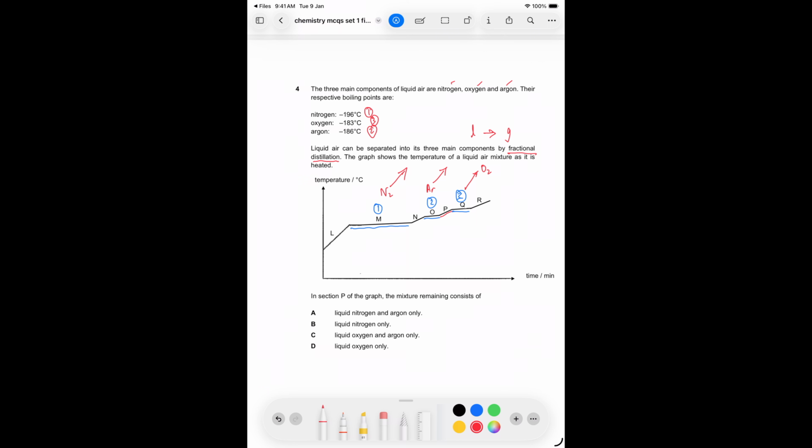So coming back to section P here, the mixture remaining consists of what? At P, it means nitrogen and argon are already gone. Okay, so only oxygen gas is left. So the answer is D. Alright. Okay, so this one should be under separation techniques.